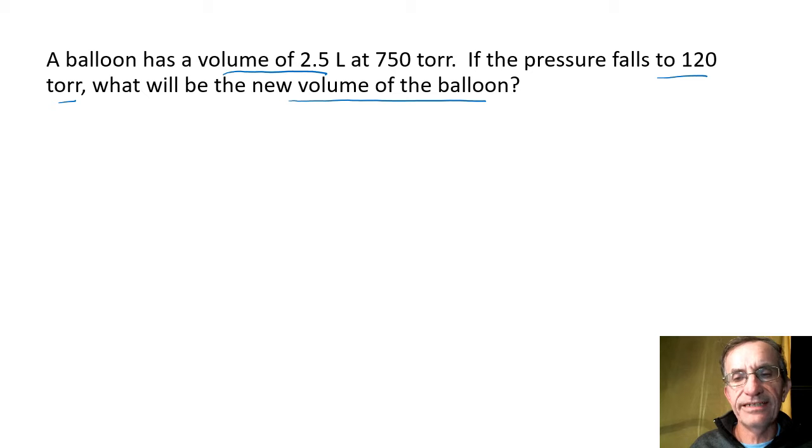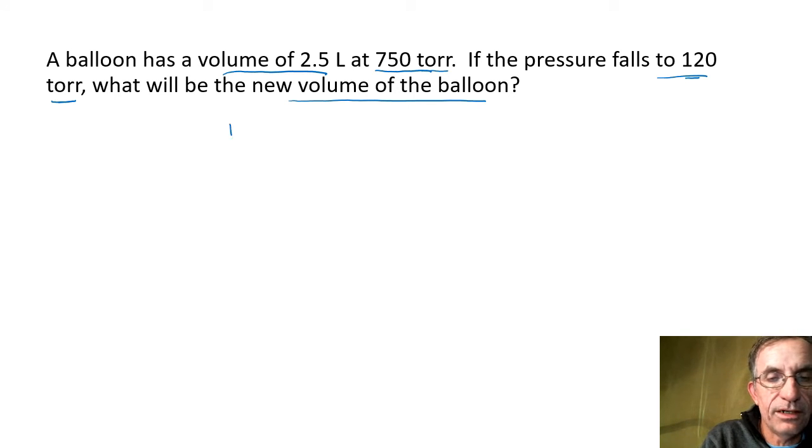So first off, it sounds like the pressure is changing. It doesn't really say pressure, but when I see the unit torr, that's got to be a pressure, right? So we're starting off at a pressure of 750 torr, and then it's changing to 120 torr, and I want to know the new volume. So if we're changing pressure and we want to know what happens to the volume, that's what Boyle's law is all about. Let's write it out.